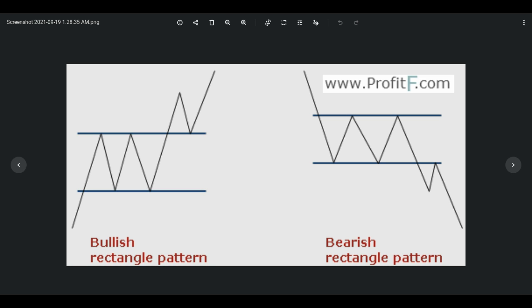Volume description: volume tends to decrease throughout the formation regardless of the direction it breaks out, and expands on the breakout. Breakout confirmation: a close above or below the channel with above average volume. Measuring technique: subtract the height of the highest high and lowest low of the channel, and then add or subtract that amount from the channel depending on the direction it breaks out.